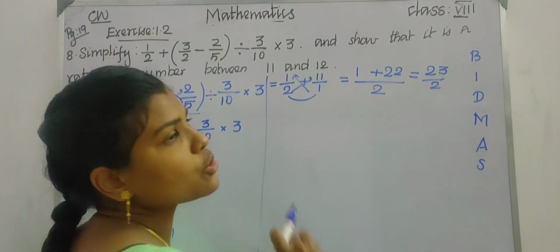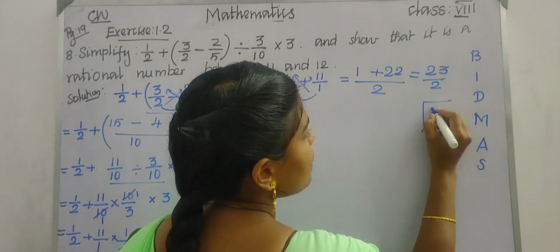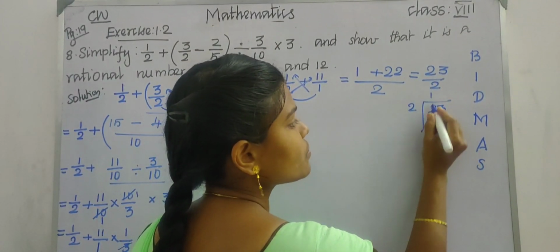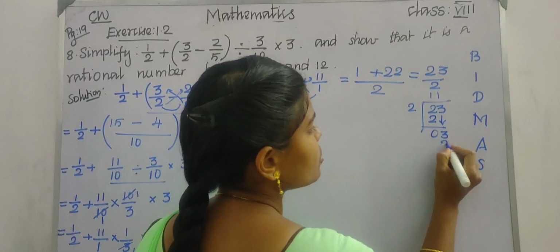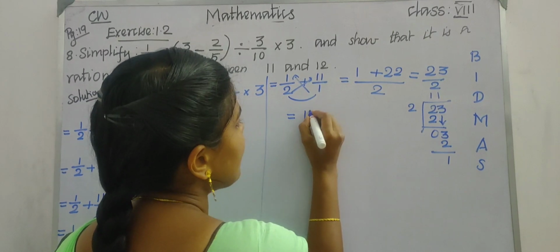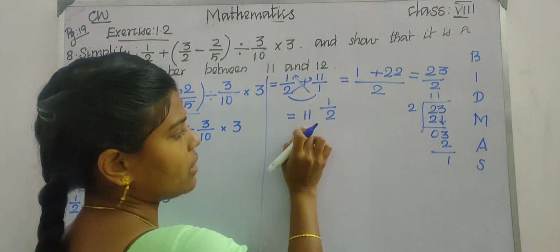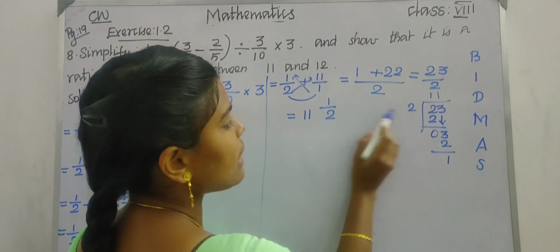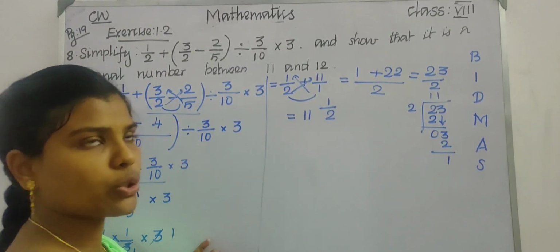Okay, we can change this into mixed fraction. Okay, so let us divide 23 divided by 2. Okay, so 1 2 is 2. So 2 minus 2 is 0. Bring down 3. So again 1 2 is 2. So 3 minus 2 it is 1. So the answer we are getting is 11 1 upon 2. Okay, we need to write the quotient in the whole number place, the remainder in the numerator and the divisor in the denominator. Okay children, so we got the answer as 11 1 upon 2.